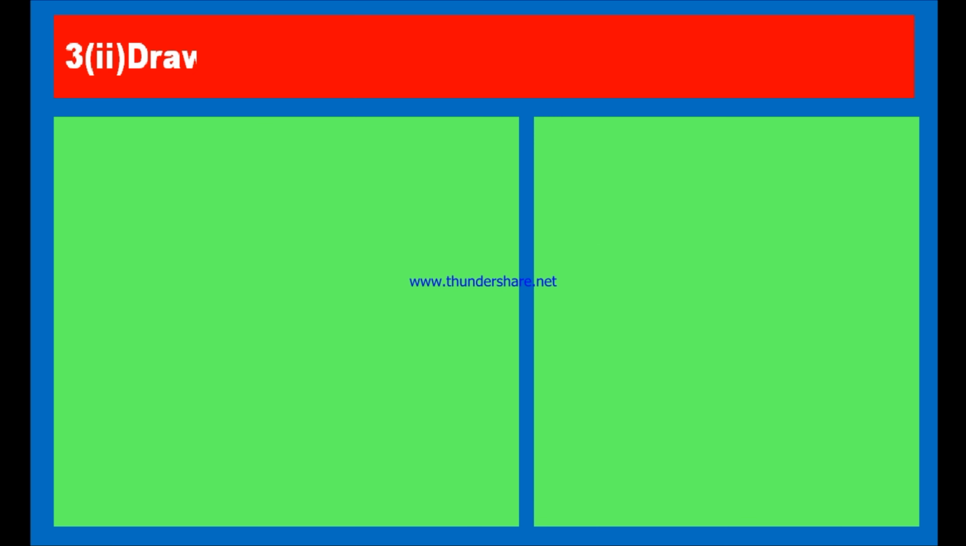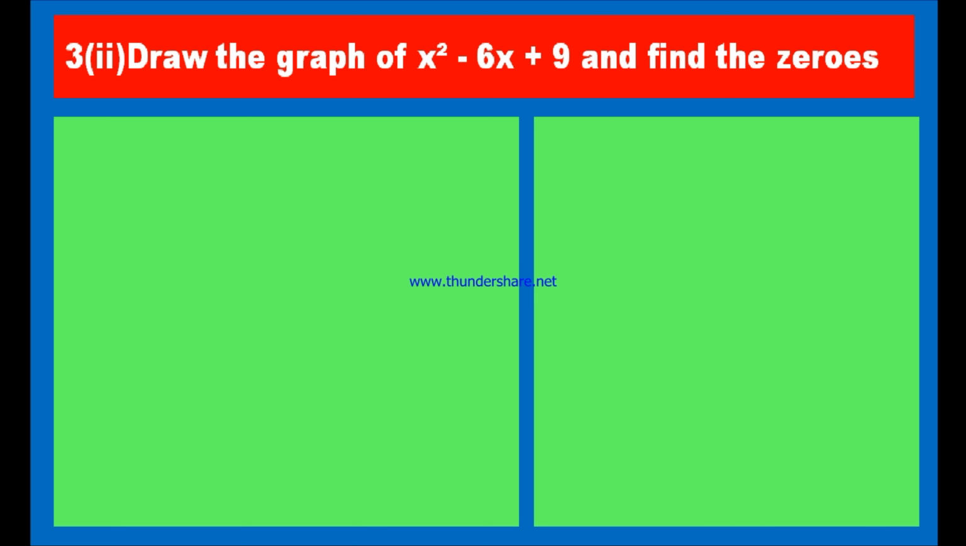Third question, second bit. Draw the graph of x square minus 6x plus 9 and find the zeros. I shall repeat. Draw the graph of x square minus 6x plus 9 and find the zeros. Here we have given a quadratic polynomial. Here if you observe the given polynomial, it is x square minus 6x plus 9.